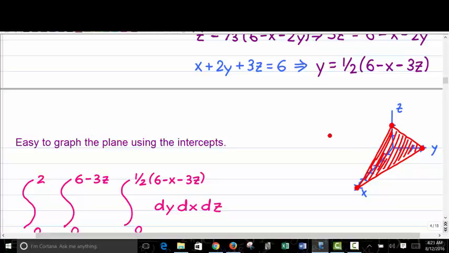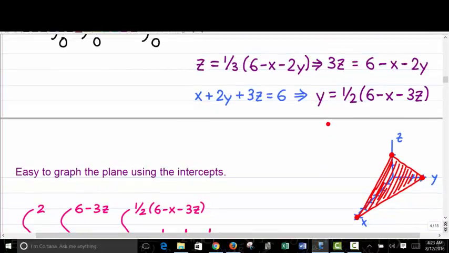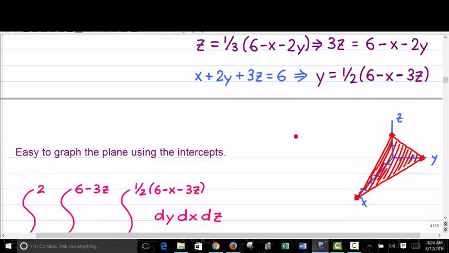Now why I said this was easy to graph is because it's a plane, so it's going to have straight lines connecting between each portion, and you can get each of the intercepts real easily. So in other words, to get the x-intercept, you zero out y and z, and that puts it on 6. To get the y-intercept, you zero out x and z, which gives you 2y equals 6, which is 3. And then for the z-intercept, 3z equals 6 and z equals 2.